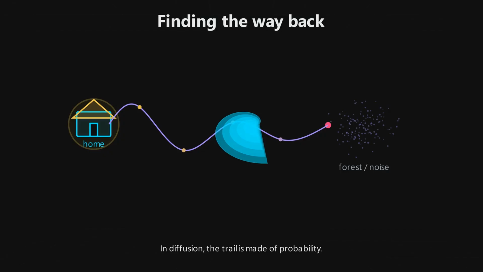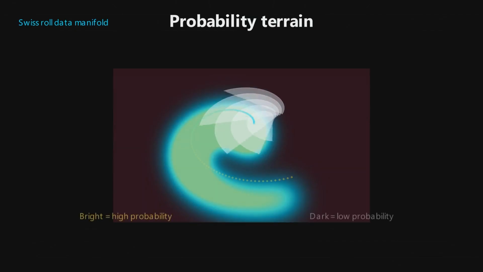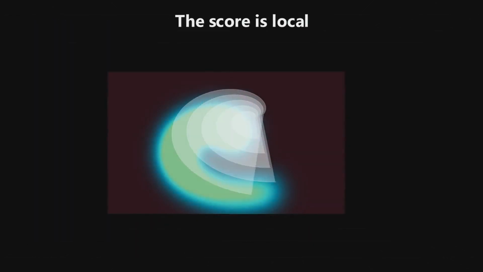Now, look at this probability terrain. Bright regions are where data is likely to live. Dark regions are low probability noise. In our two-dimensional toy example, the data forms something like a Swiss roll, a structured region inside a much larger space. A noisy point y falls into the dark region. What direction should it move? This is where the score function appears. Nabla log p x of y.